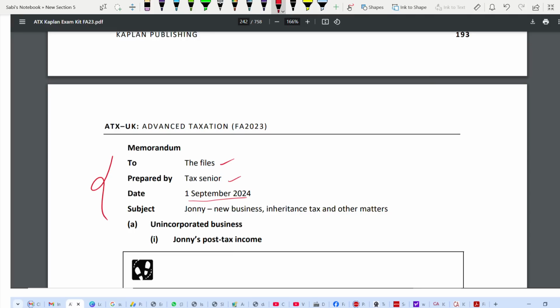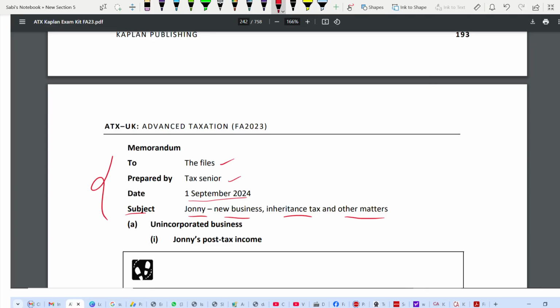This is something you have to write based on your case study. So this is about Johnny. Johnny has new business, inheritance tax, and other matters. Just write other matters. Don't write too much. Don't make your subject too lengthy. Don't keep it as a sentence.